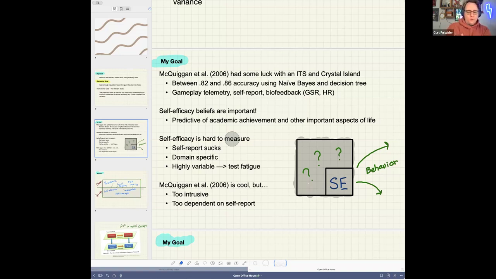So, although McQuiggan is a really cool approach, it doesn't work in the classroom. It's not practical, and that's what we need.